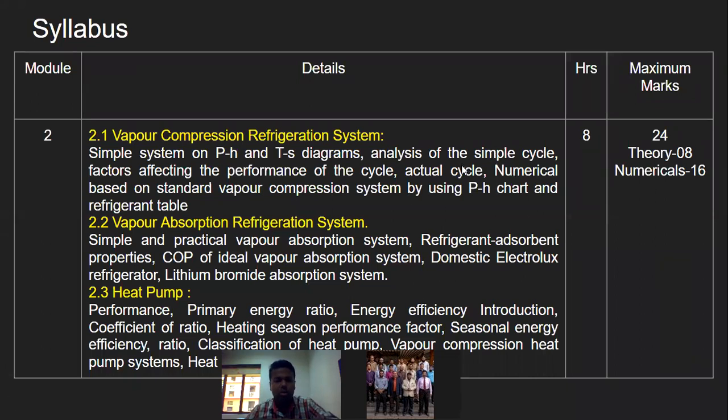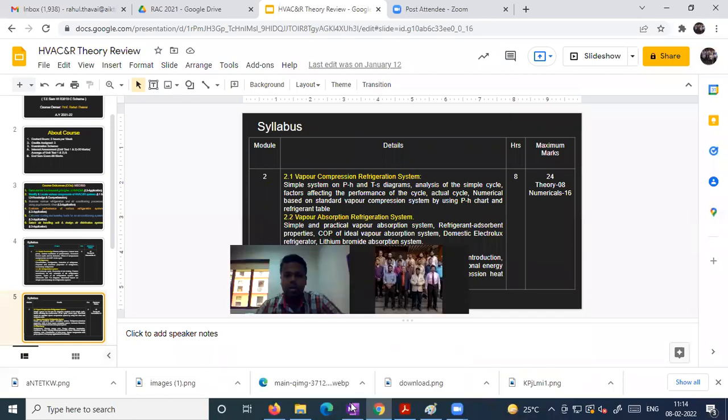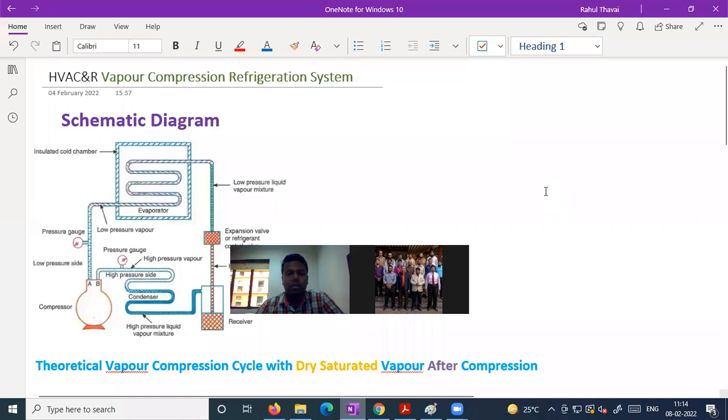So now let us start with the vapor compression refrigeration system. All of you, we have taken one practical on the vapor compression test rig. This is the first practical which we started. During that practical, I explained the entire system and how the system works, and at the end of that session we calculated the theoretical and actual COP.